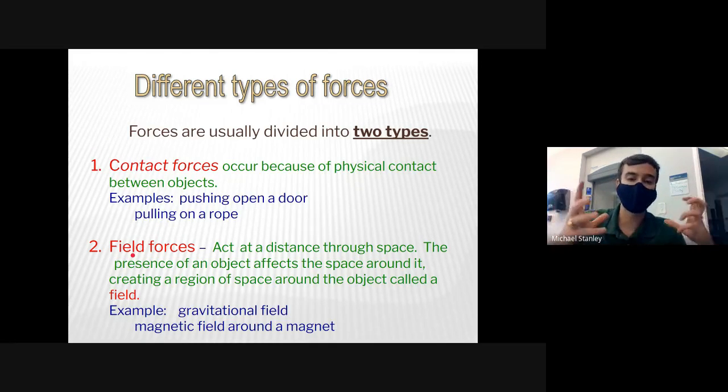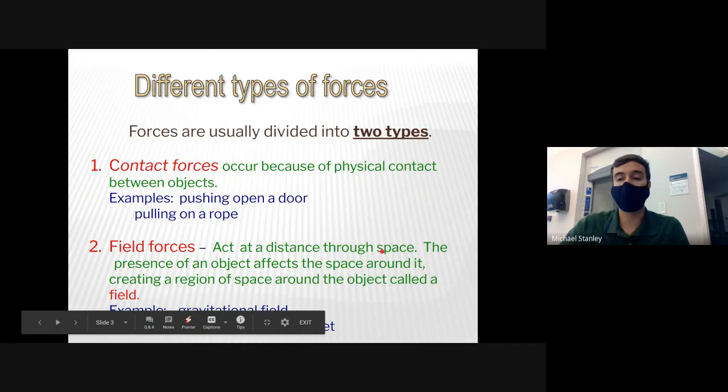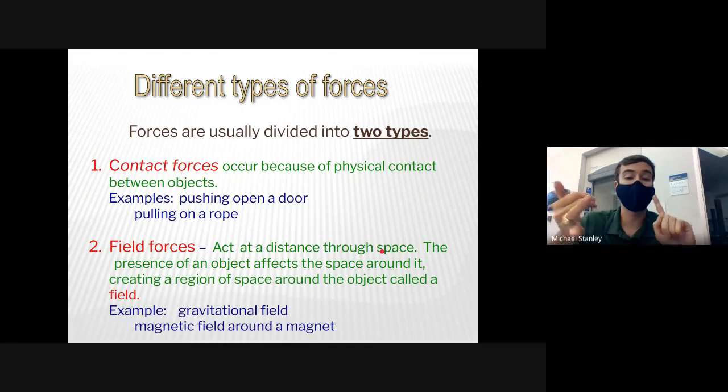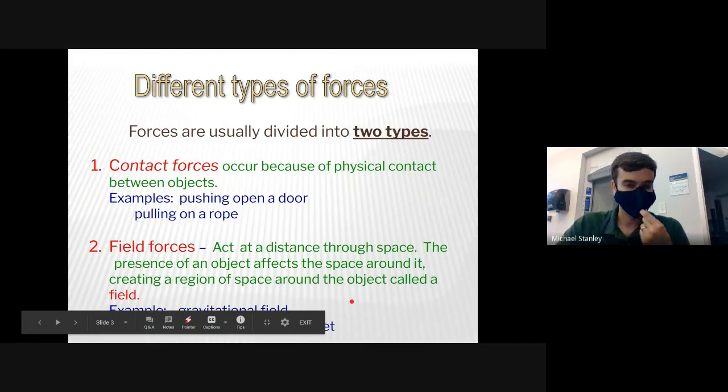There are also field forces. So these are forces that affect an area around them. The two most common ones are gravity and magnetism. So gravity, right, if I lift my pen up off the table here, even though it's not directly touching the earth, when I let it go, it gets pulled down to the ground. And that's because the gravity of the earth is acting on this pen and pulling it down. Even though nothing is physically touching it, that force is still exerted because of the field of gravity around the earth. Same thing with magnets.